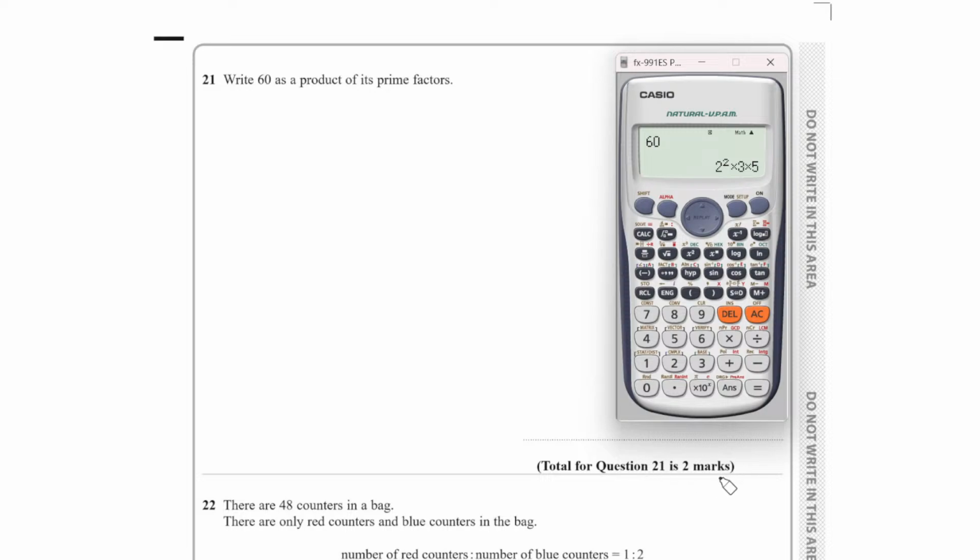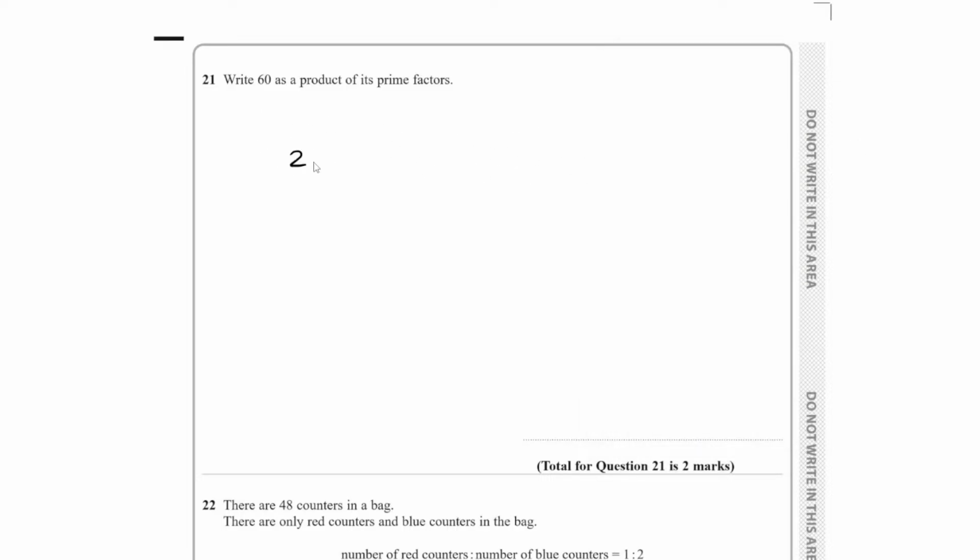Now, don't just write that as your answer though, because you do, can you see how it's 2 marks? They do want 1 mark for working out, which obviously using the calculator doesn't really include working out. So you can use that to kind of double check your working if you want, just to make sure you're right. Or what I have seen is what you could do is just list these numbers. So don't put multiply, just put like 2, 2, 3, and 5. That would be enough for working out. And then here, put the 2 squared times 3 times 5.